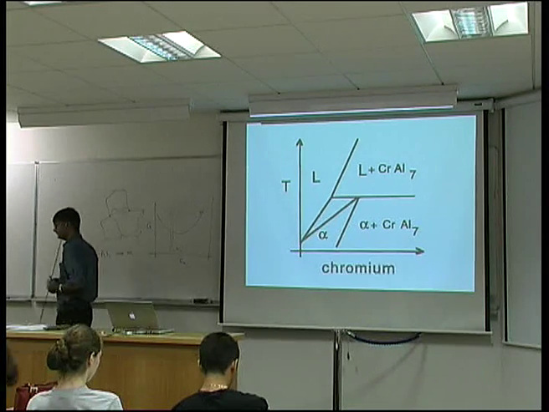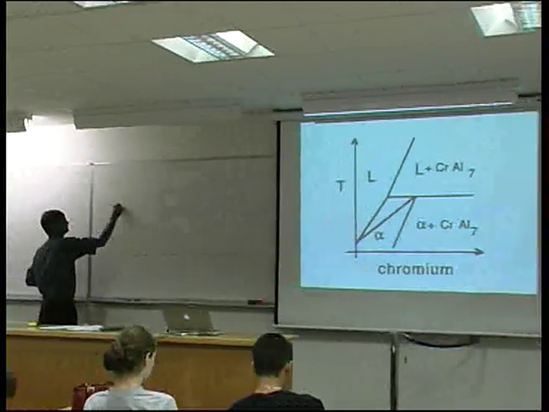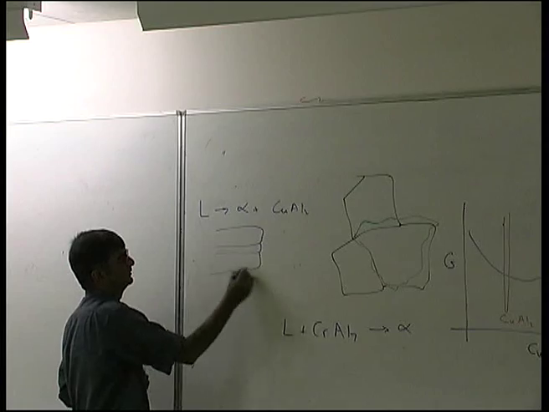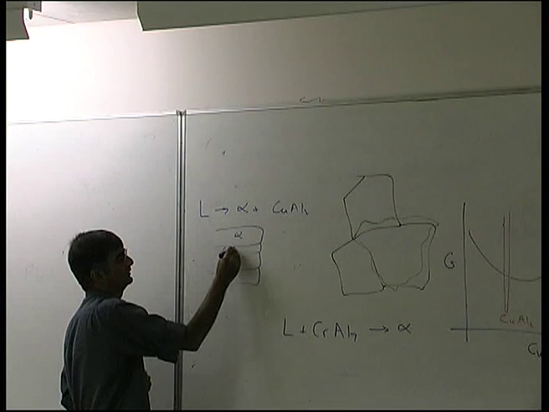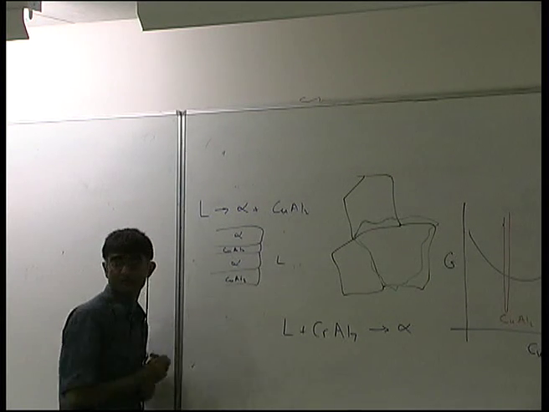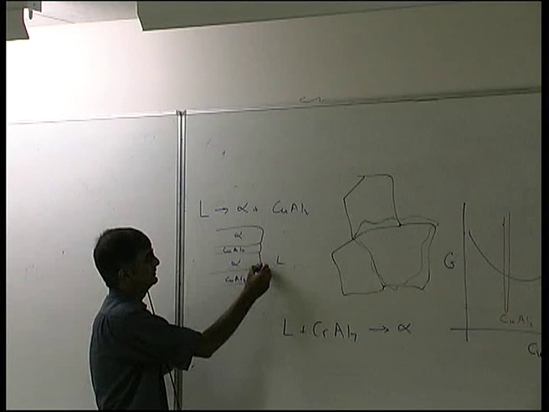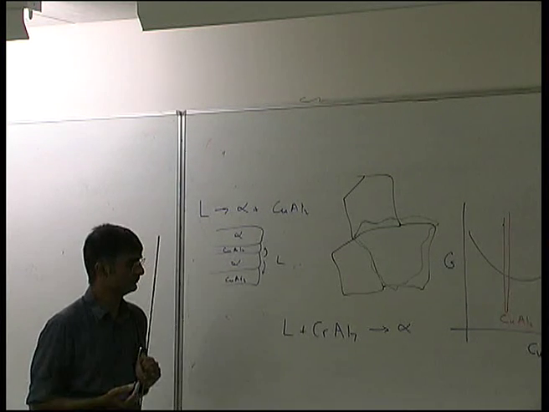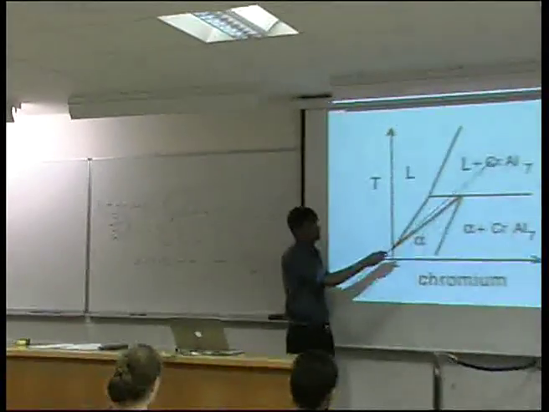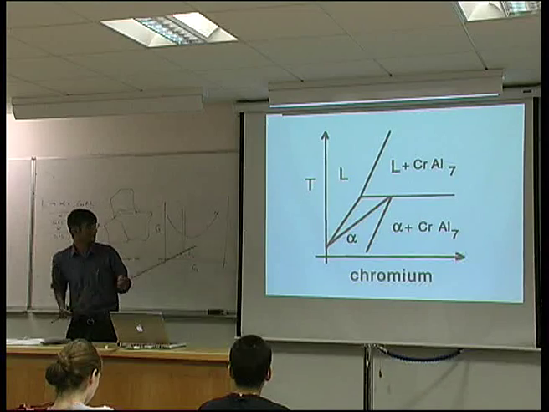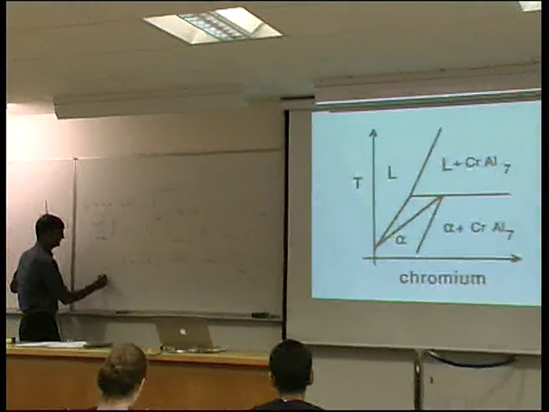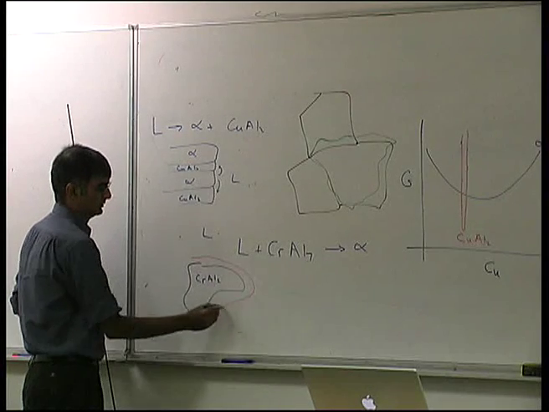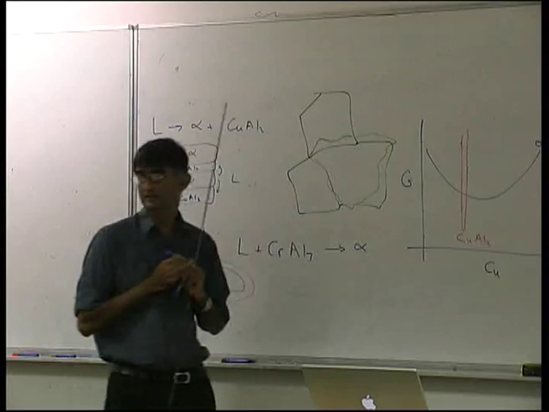Now, when you have a eutectic reaction, that is liquid going to alpha plus, let's say, CuAl2, you might have a microstructure which looks like this: alpha, CuAl2, and liquid. These two phases are growing together, and solute is being distributed at the transformation front. Peritectic, on the other hand, if I look at an alloy of this composition, I'll start with a mixture of liquid and CrAl7. So let's say this is a particle of CrAl7 and it's surrounded by liquid. You'll form a layer of alpha around here by the peritectic reaction.